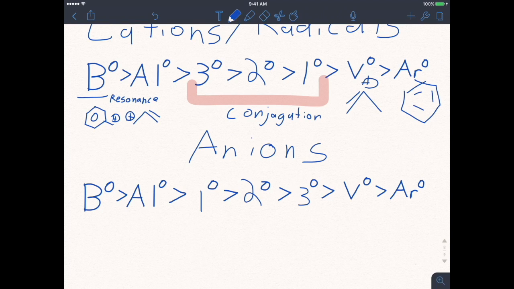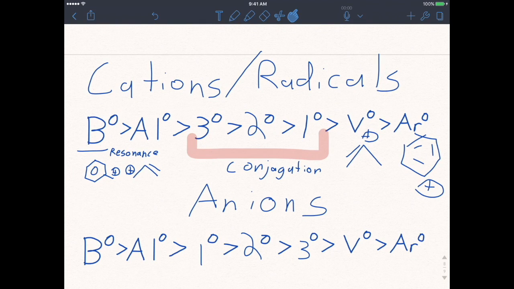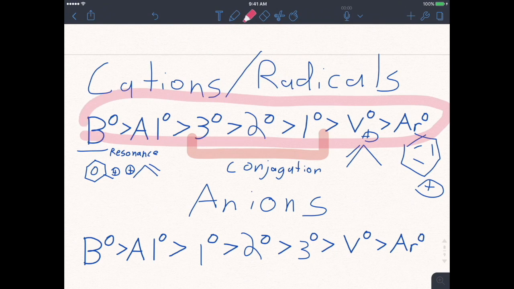It's important to note that the radicals are the same as the carbocations, because they use the same mechanisms, resonance and conjugation. So really you only have to memorize this right here. You will write it out a ton, so it's really useful. And the only thing you have to do to remember the anions is to flip the 1 and the 3, as shown here below.